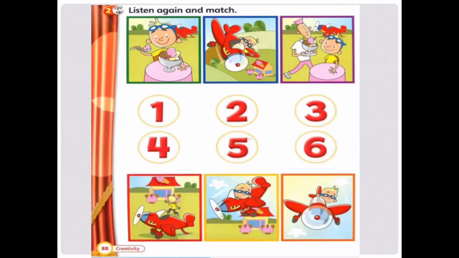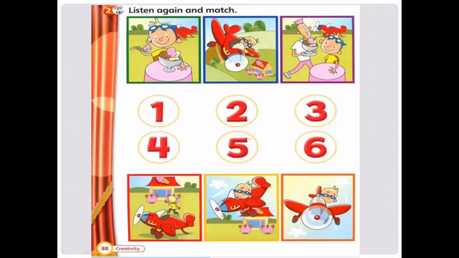Number 4. Get out and go to the cafe. Number 5. Ask for a lot of ice cream. And number 6. Yummy.